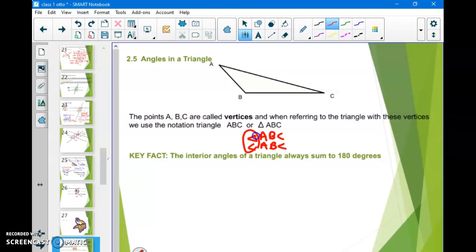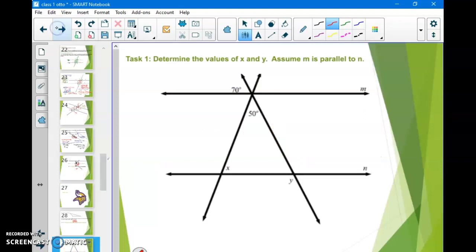Anyway, back to the key fact. The three angles of a triangle always add up to 180 degrees. And let's determine the values of x and y, assuming that m and n are parallel. And I'm going to do a little bit of a notation thing in here. I'm going to use those little arrows in there to indicate that they are parallel.